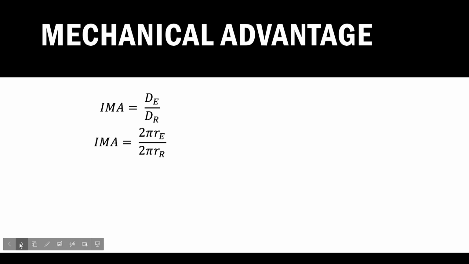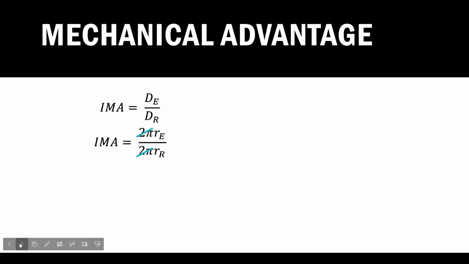Anything on the top and the bottom that is identical cancels. So your 2 pi on top cancels your 2 pi on the bottom. So we don't need 2 pi at all, which makes the calculator way nicer. So really, the ideal mechanical advantage is just a ratio of the radii or the diameters.